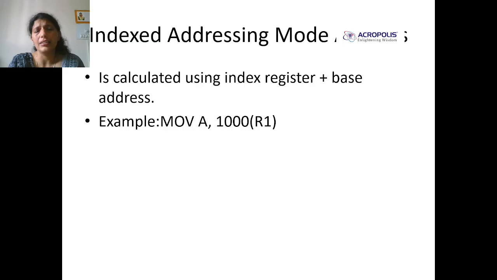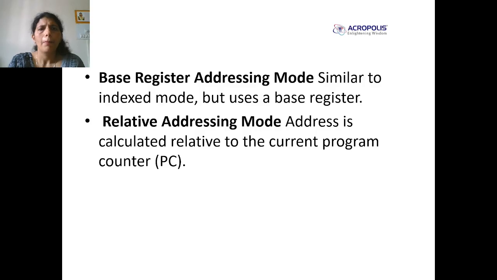Next is the index addressing mode. The address is calculated using the index register plus the base address. MOV A, 1000(R1). Here 1000 is the base address, and after that we go to R1. It will define some value, then we add it to 1000, and we get some data after adding that, and then we move that data to the register A. Base register addressing mode is similar to the index mode but uses a base register. Relative addressing mode: the address is calculated relative to the current program counter.